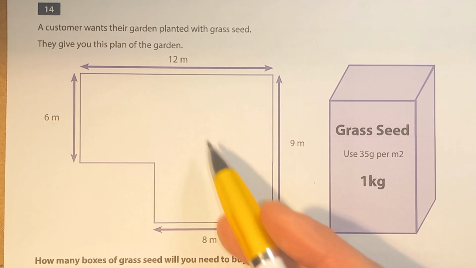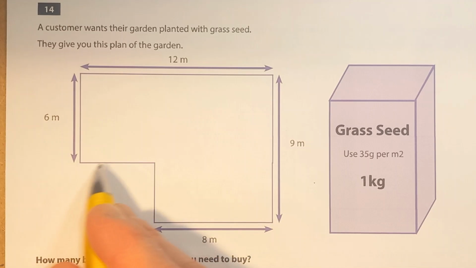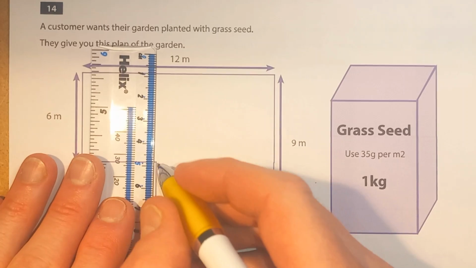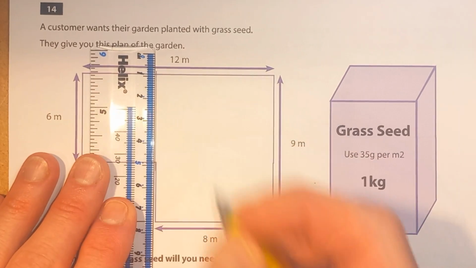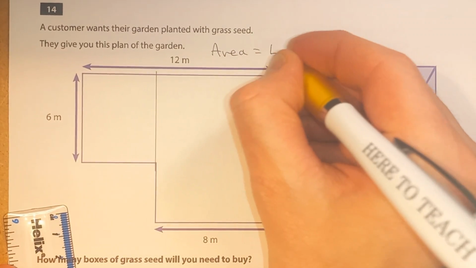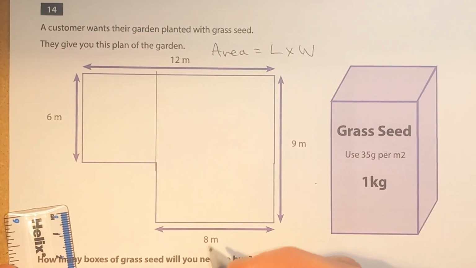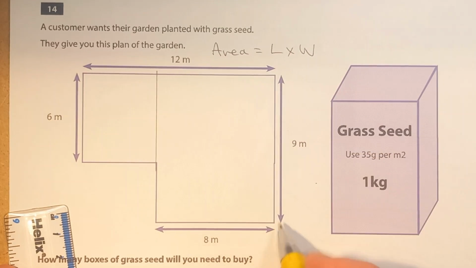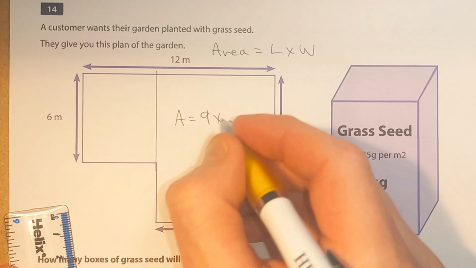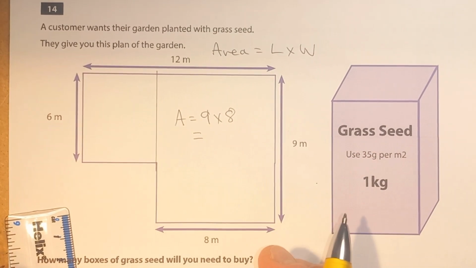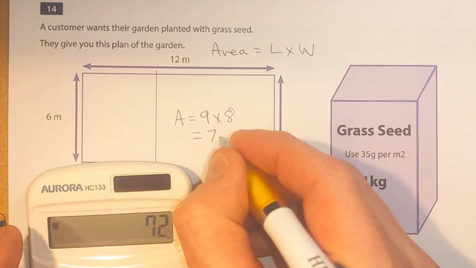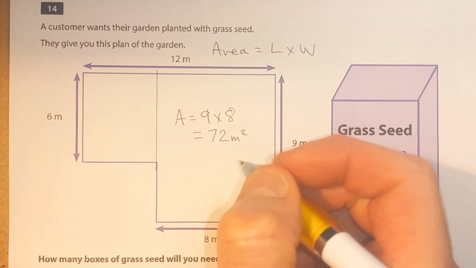So we want to split this up into rectangles. We can either split it this way or this way. It doesn't really matter. I'm going to split it down here. If we remember, the area of a rectangle is the length times the width. So on this rectangle here we've got 9 metres times the width, which is 8. 9 times 8 gives us 72 metres squared.